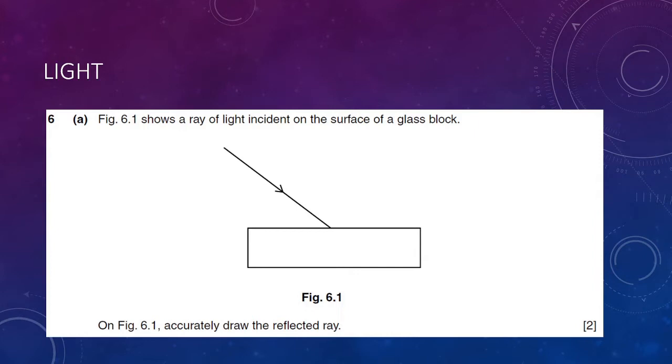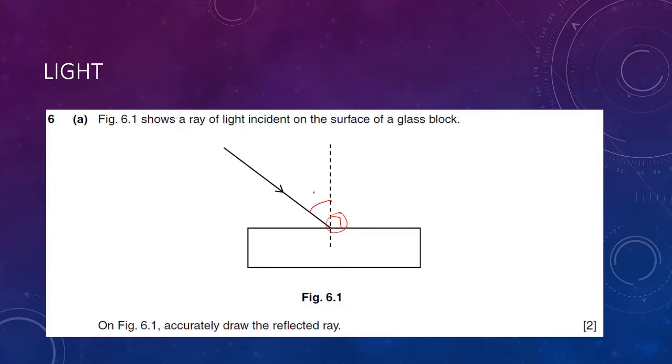Before we draw the reflected ray, first we have to draw the normal line. The normal line must be drawn perpendicular to the surface of the glass block. So this must form a 90 degrees angle. After you draw the normal line, usually we draw the normal line using a dashed line like this. Then measure the angle between the incident ray and the normal line.